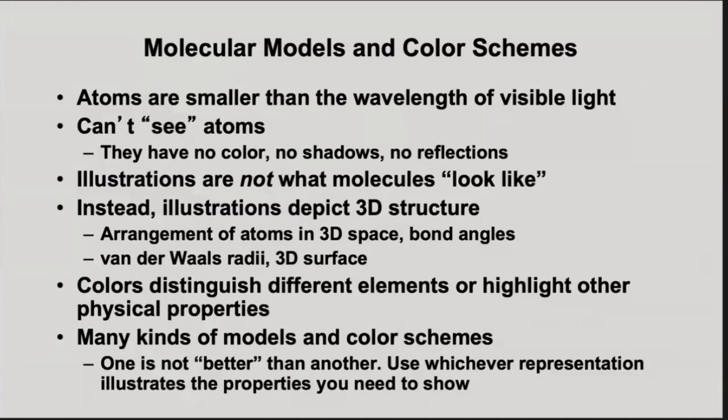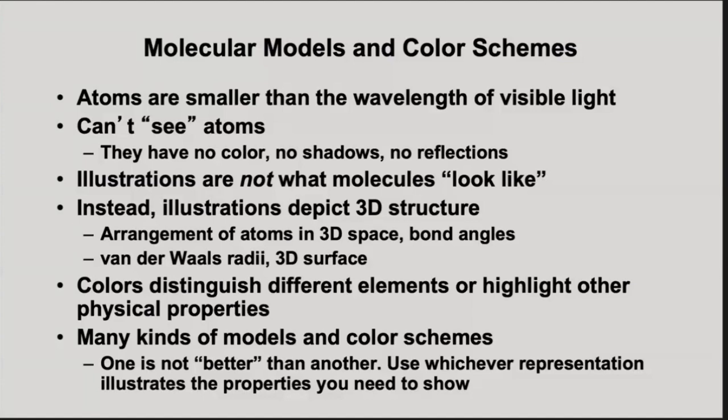I know I'm going to sound like a broken record. I've said this 100 times already, but atoms are smaller than the wavelength of visible light, which means that visible light cannot reflect off of the surface of individual atoms. Therefore, you can't see atoms. The whole concept of what an atom looks like is completely irrelevant. It can't look like anything since light can't reflect off of it. So that means that atoms cannot have color.